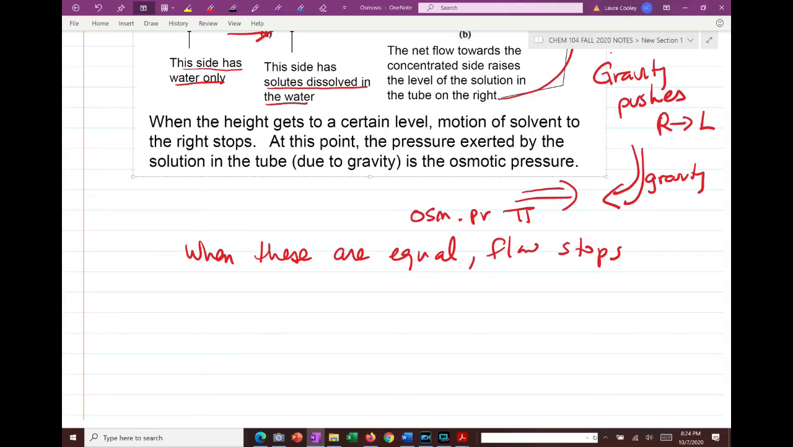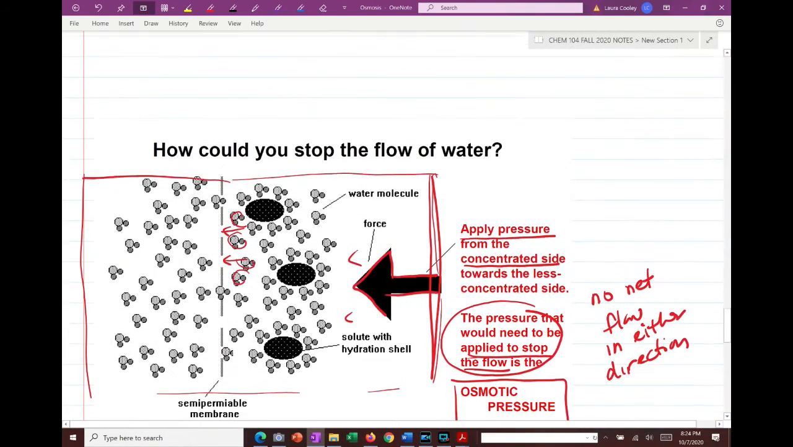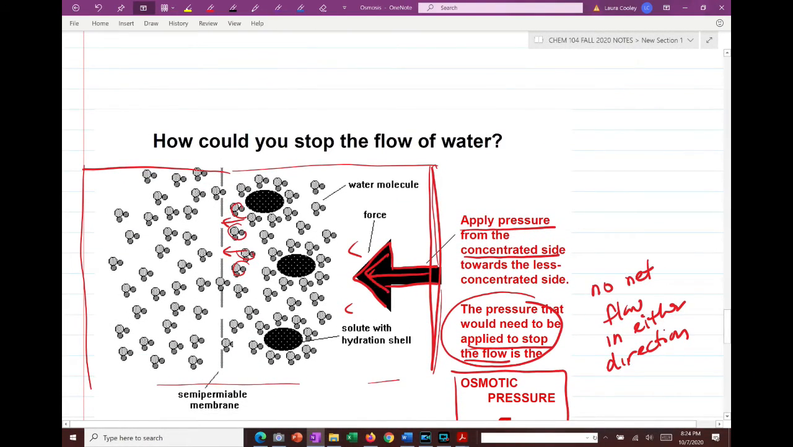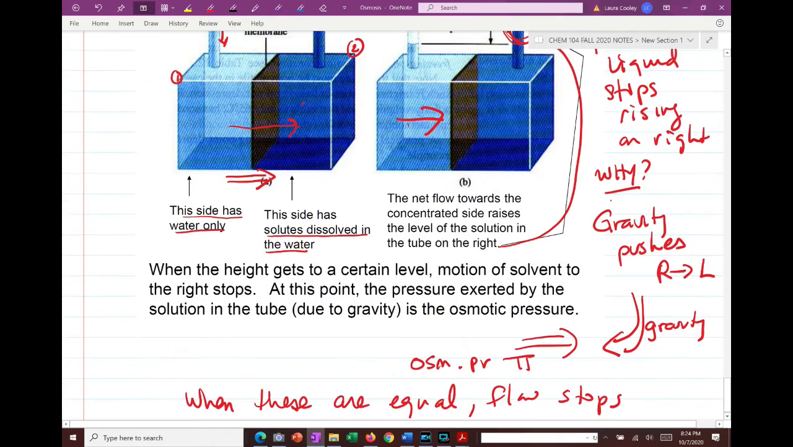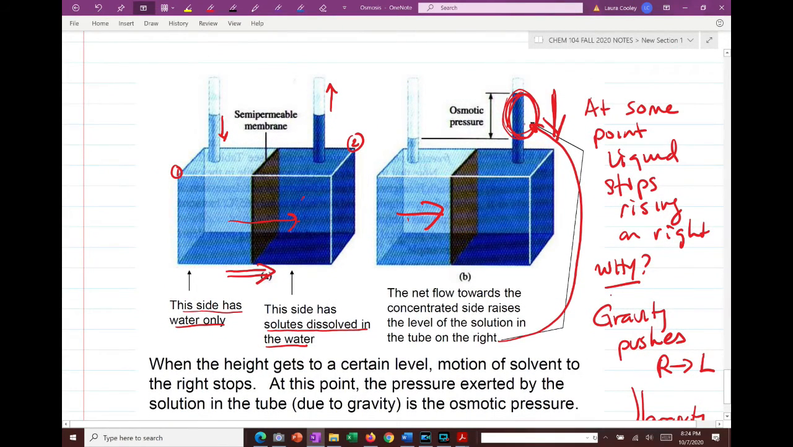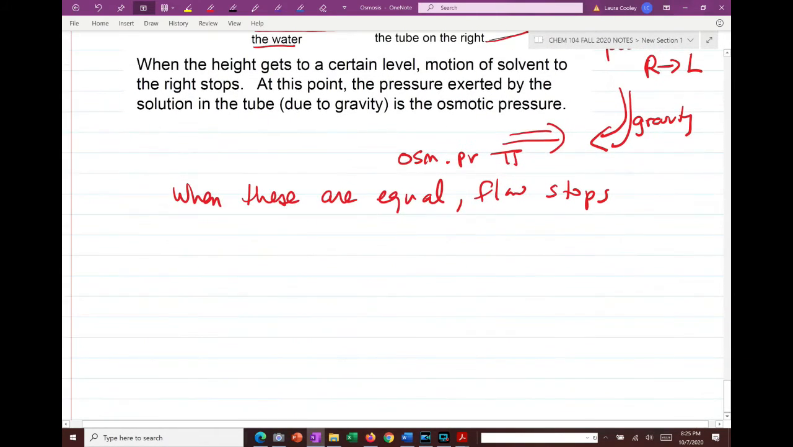So it's very similar to this. When you apply this pressure this way, it could be applied due to gravity. That's kind of what I'm illustrating. But when that force from right to left equals the osmotic pressure from left to right, then it stops. So this height difference, if you converted it to pressure units, would be equal to the osmotic pressure.